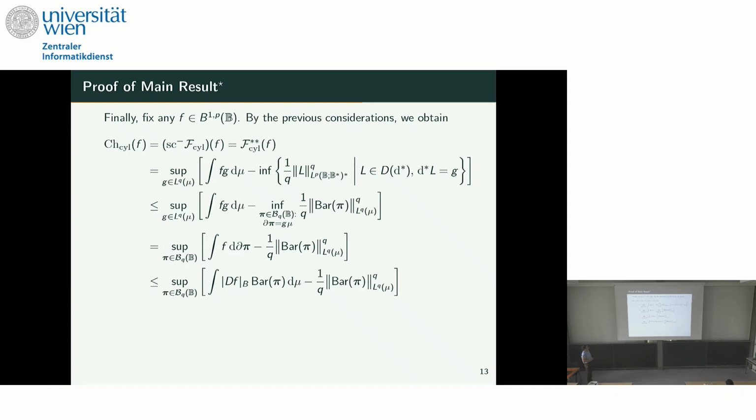And then now I can use the fact that I'm taking f in the Sobolev space W^{1,p}. So this is less or equal than the minimal upper gradient.